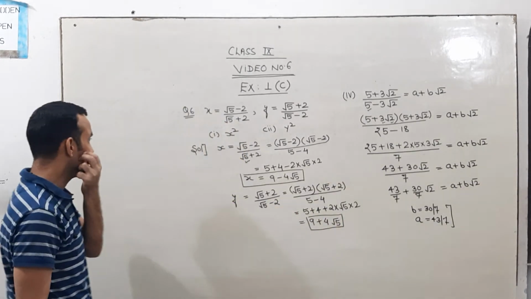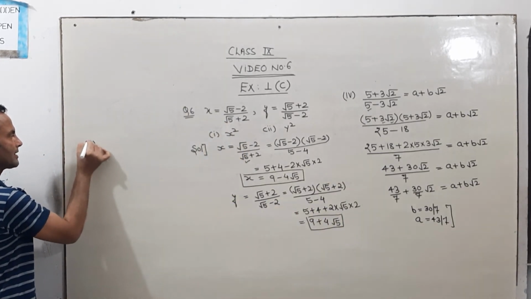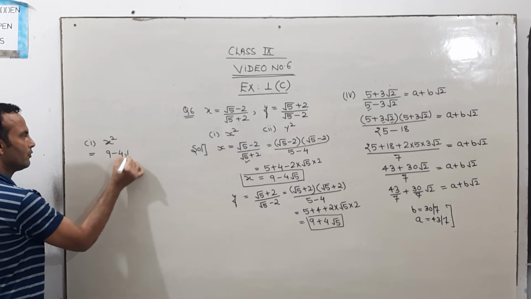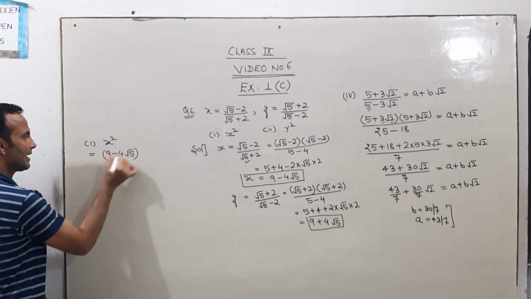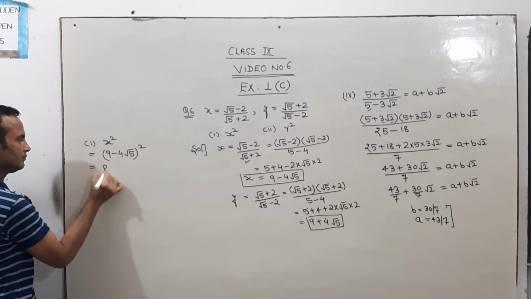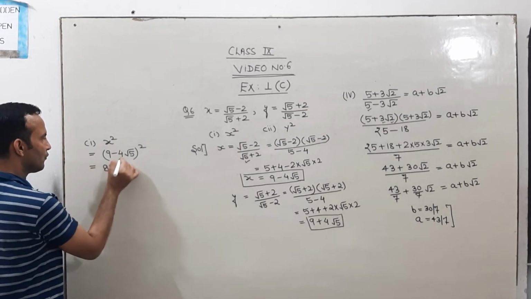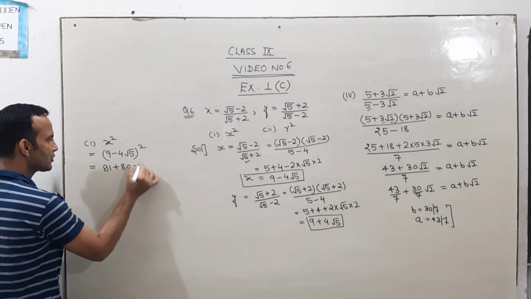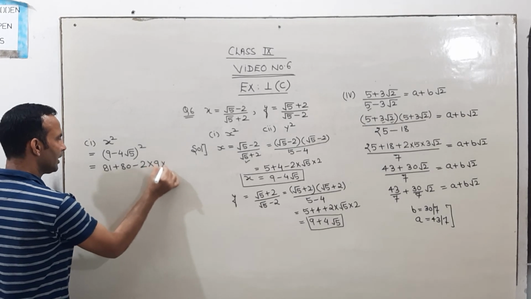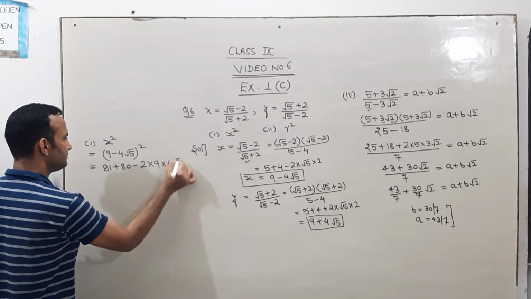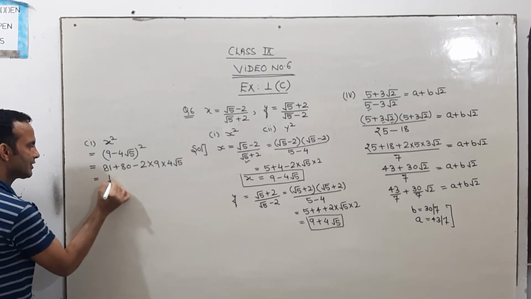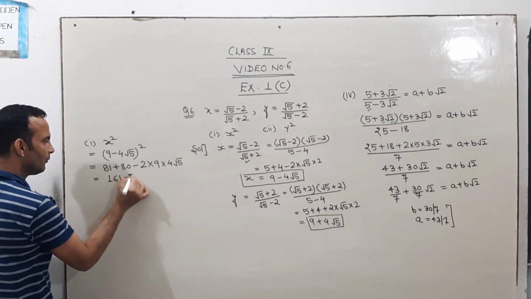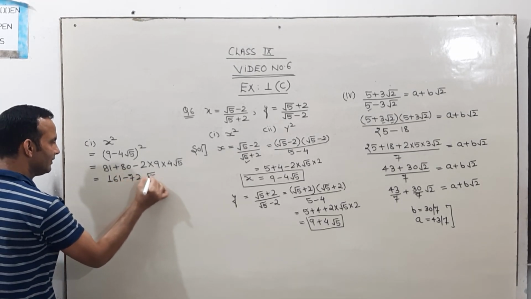Now, see the first part. First part is what? X square. What is the value of x? X is 9 minus 4 times root 5. Square it. A square plus b square: 4 4s are 16, 16 times 5 is 80. Minus 2ab. This is what? 81 plus 80 is 161. 9 times 8 is 72, 72 times root 5. This is the required answer.